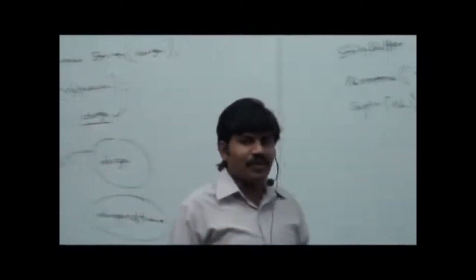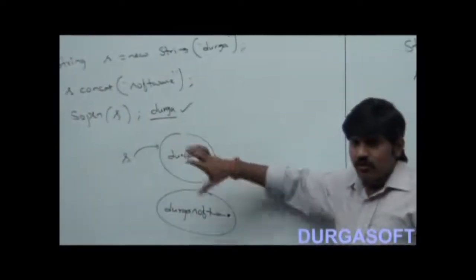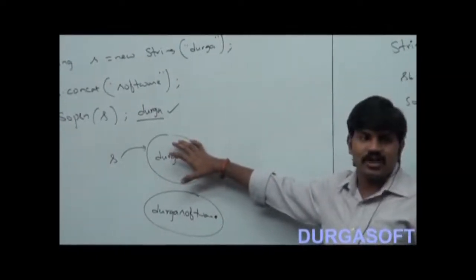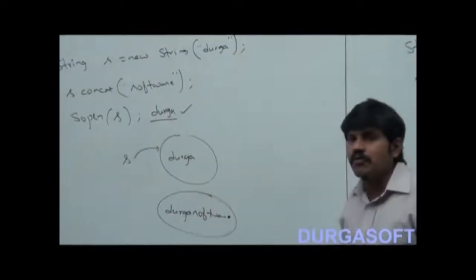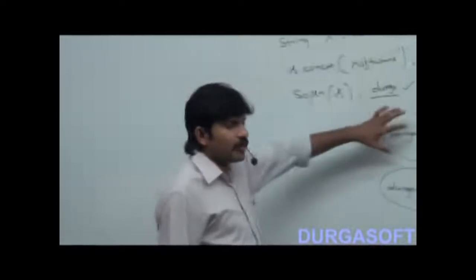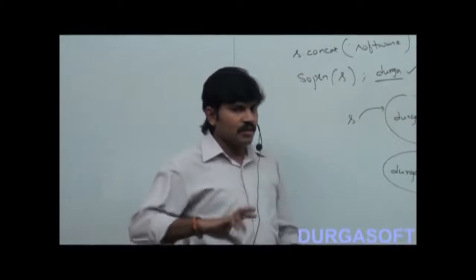Is it clear for all of you? Once we create a string object, we can't perform any changes in the existing object. If we try to perform any changes, a new object is going to be created with those changes. This behavior is nothing but the immutability of string objects. Immutable means non-changeable.